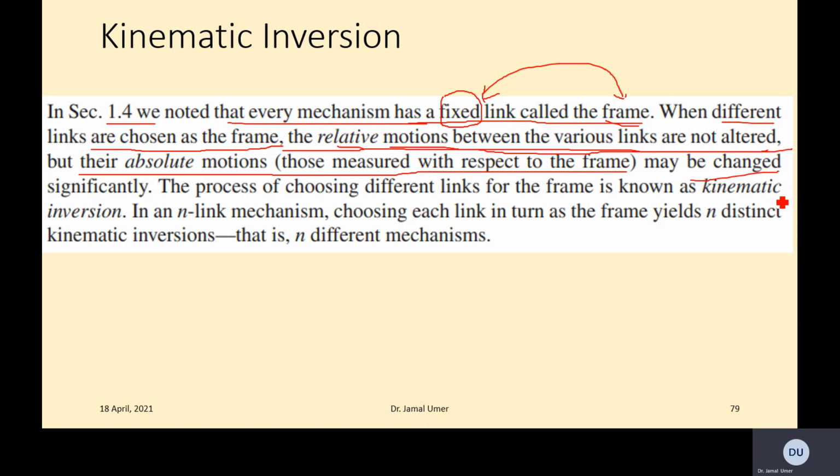We will have one example in the next pages, and you will have a better understanding. So the absolute motion may change significantly. You see, you have quite a lot of variation.